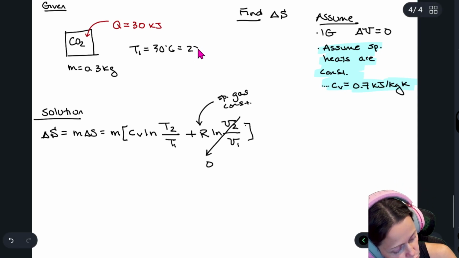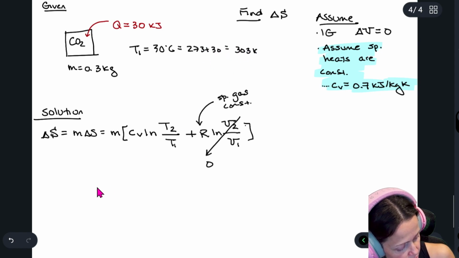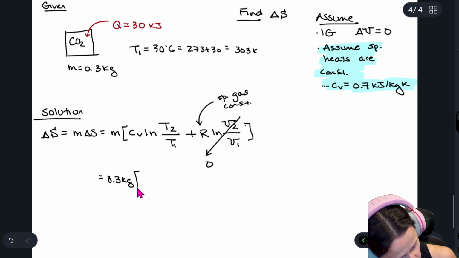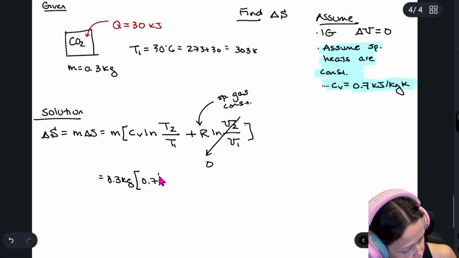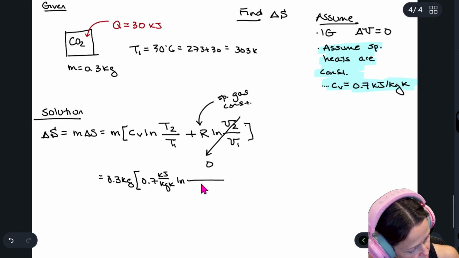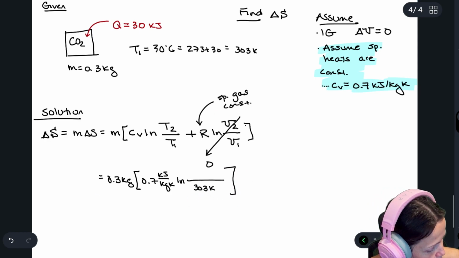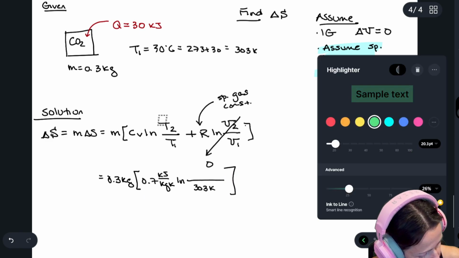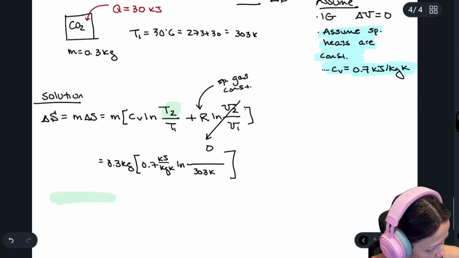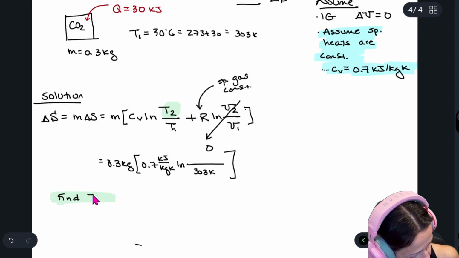So we have 273 plus 30, which is 303 Kelvin. Great. So 0.3 kilograms times CV, 0.7 joules per kilogram K, times the natural log of T2 over 303 Kelvin. We don't know T2, but we'll get it in a second. Of course, we are definitely going to need to know what that T2 is, so I've got to find T2.